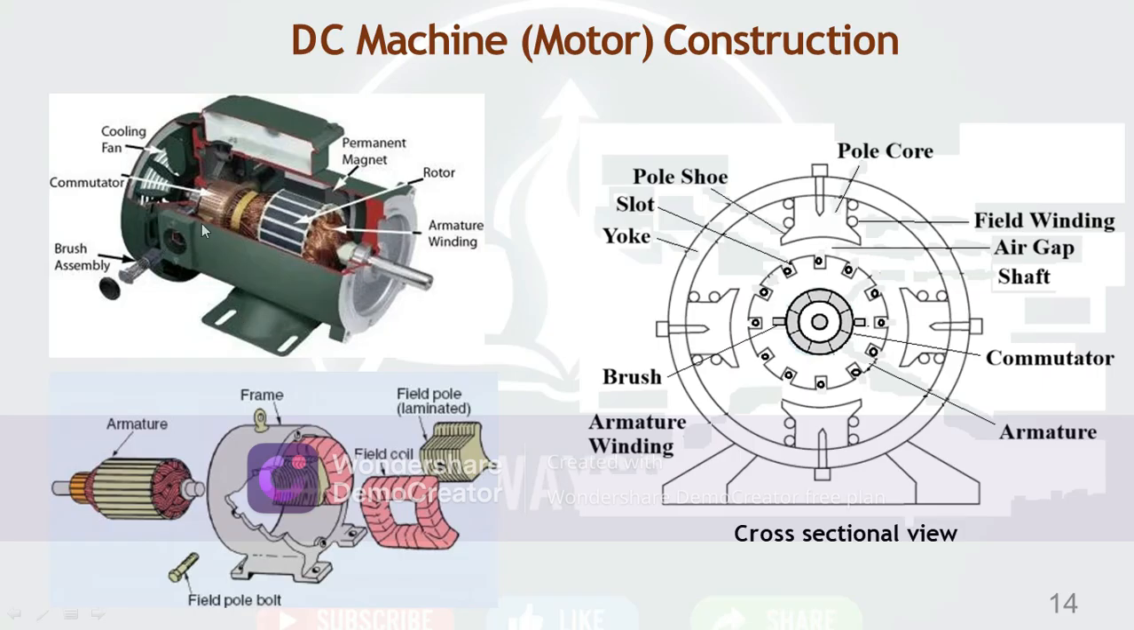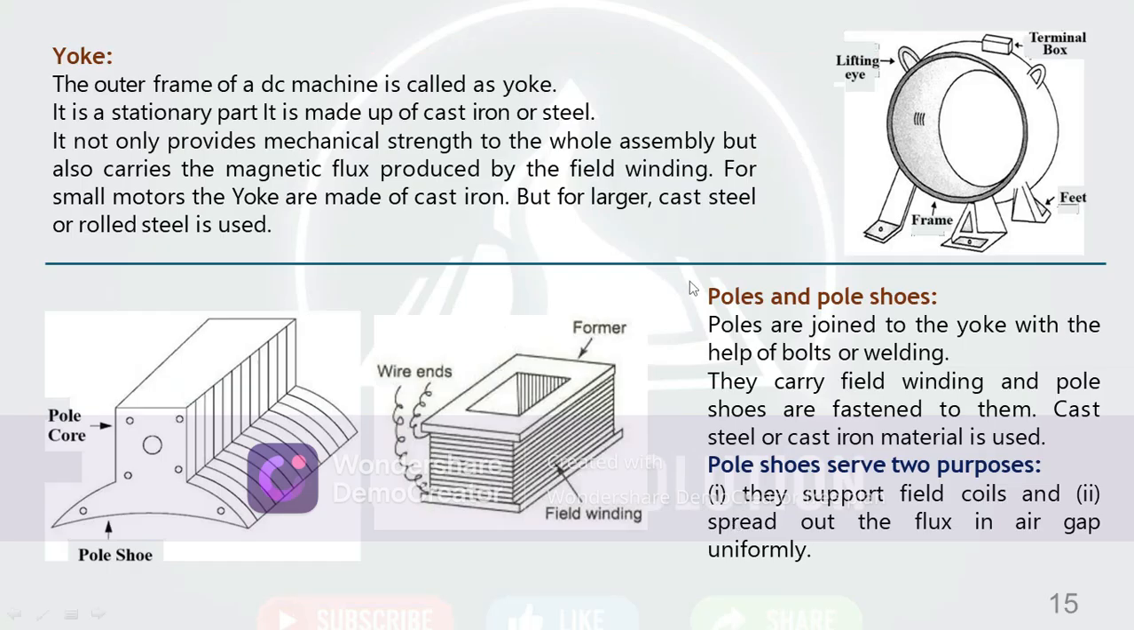The brushes are here, and the commutator like this, the air gap, the cooling air fan, and the armature. Here the frame surrounds the yoke; we consider the yoke as the frame. Then the field winding surrounds the poles, with laminated field poles. This is the cross section. Next, we are going to discuss each part of the DC machine in detail.